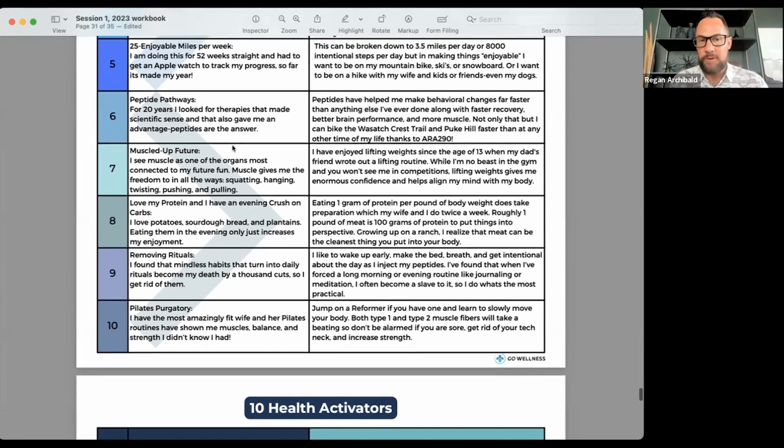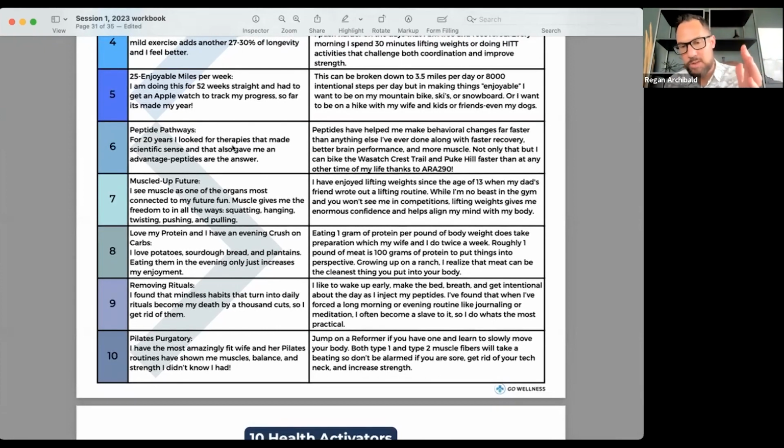Peptide pathways. For 20 years, I've looked for therapies that made the most scientific sense, that had efficacy, and a track record of ideally decades, but also a future that was much bigger than its past. And those are peptides. If you're not following peptides, we had a peptide party last night, and we talked about some of the most commonly used peptides these days. If you're not using those in your practice, get on them, because the peptide pathways, and using them myself over the last 8 years, have made a huge difference.